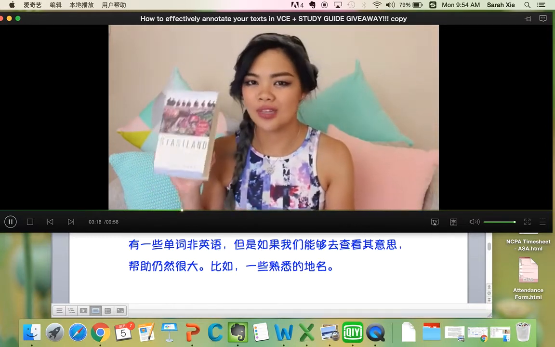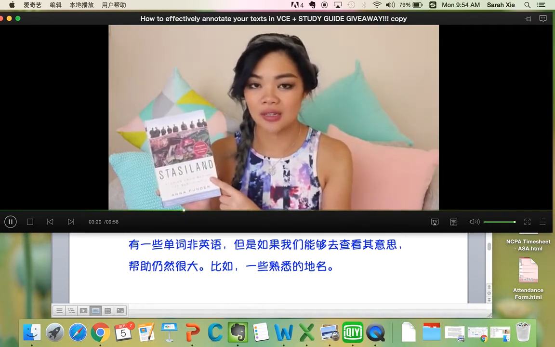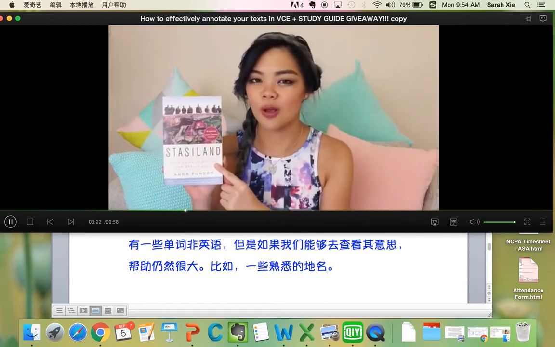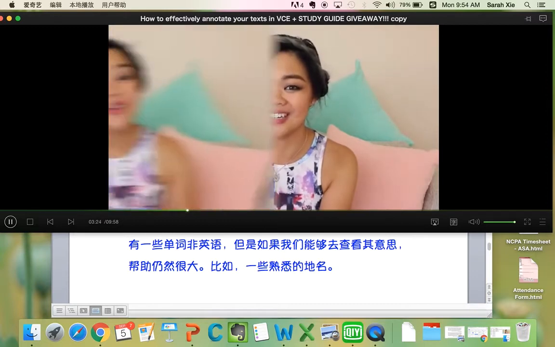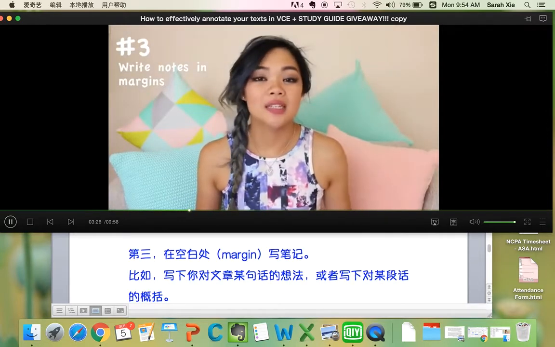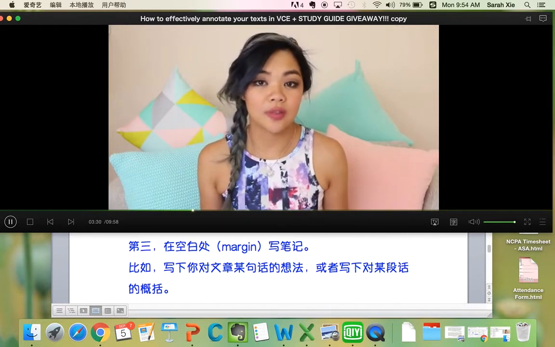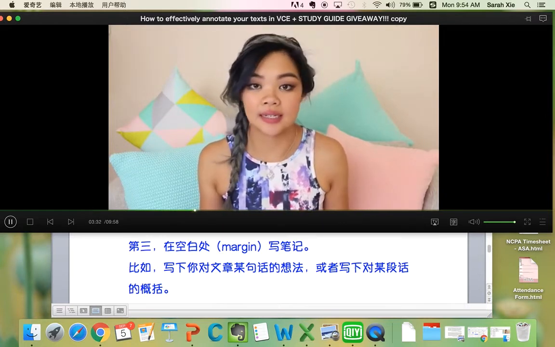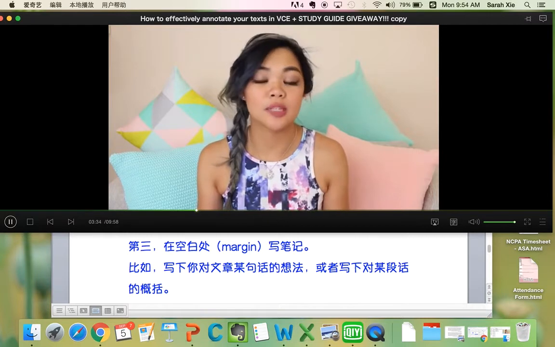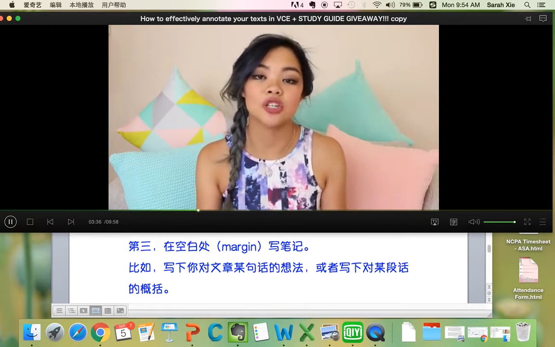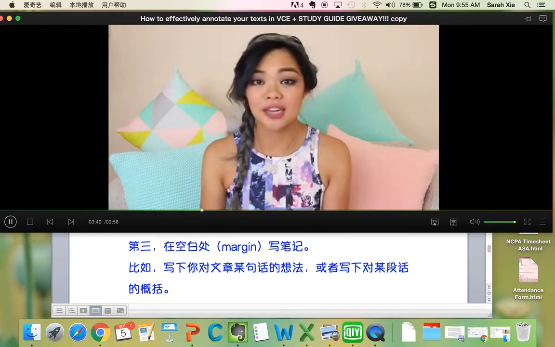So that's a really big step in Stasiland, especially to actually just know what's going on, where it's going on. Third thing is writing notes in the margins. Sometimes what you might want to do is just write a rough comment about what you're thinking in regards to a particular sentence, or maybe you just want to summarize what's going on in this particular passage so that as you're flicking through the book, you can just find it really easily throughout the margins of a text.